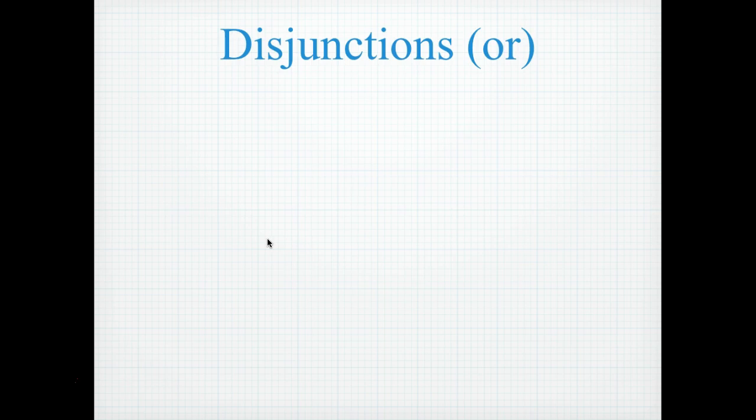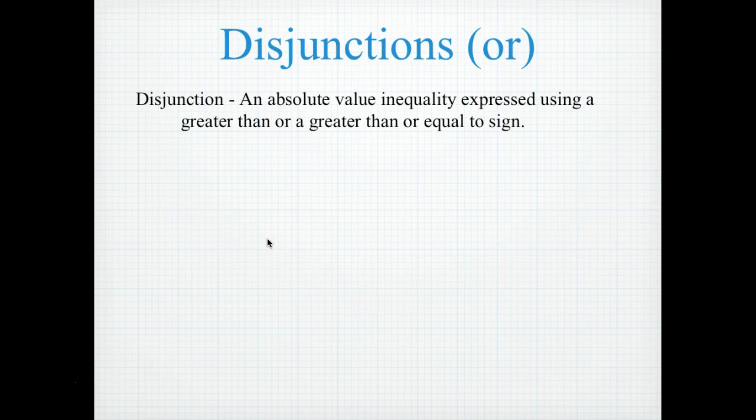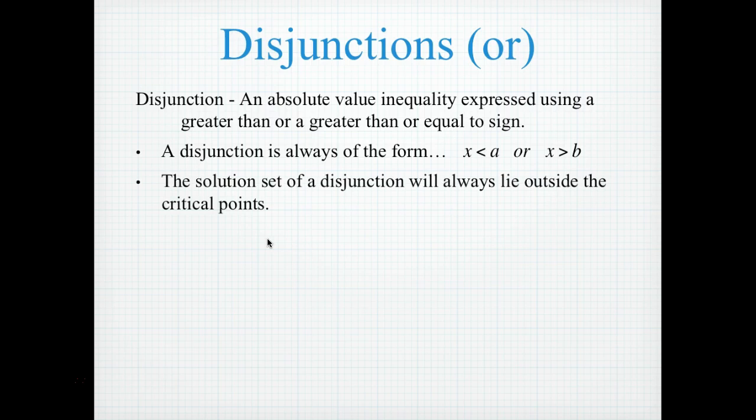Now we have a disjunction, or an OR compound inequality. A disjunction is an absolute value inequality expressed using a greater than sign. A disjunction is always in the form of x is less than A or x is greater than B. And the solution set of a disjunction always lies outside the critical points. Here are your critical points, A and B, with your open circles. Now the value of x is going to be less than A, and the value of x is going to be greater than B.